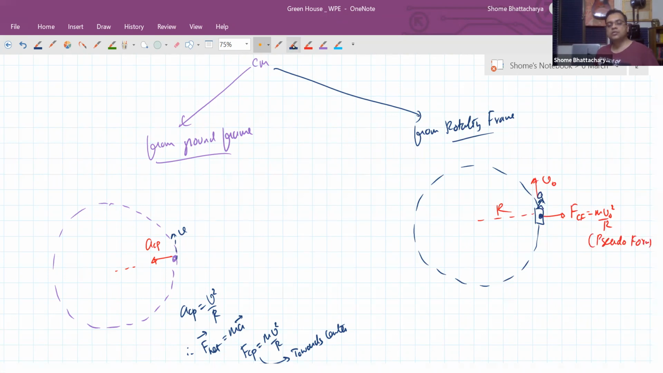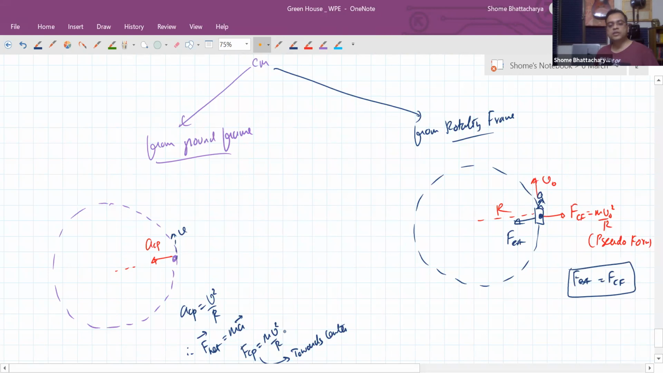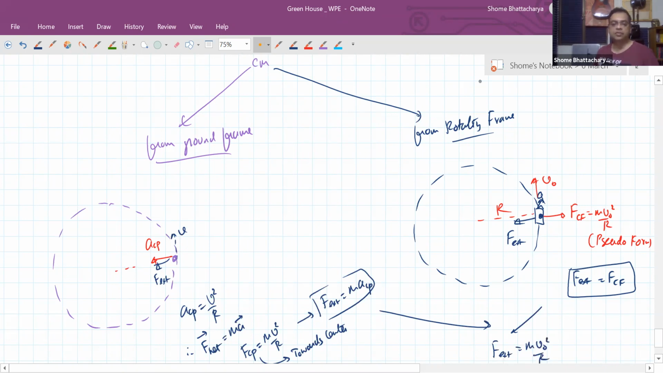Now, whatever force is acting in this direction has to balance the centrifugal force. Whereas here, whatever external force is acting in this direction has to provide the centripetal acceleration. Ultimately, both of them give the same result, that the external force acting towards the center should be equal to mv naught square by r, but the way we are expressing it is slightly different. In one case, we are saying it balances the centrifugal force. In the other case, we are saying that it is equal to mass into centripetal acceleration.